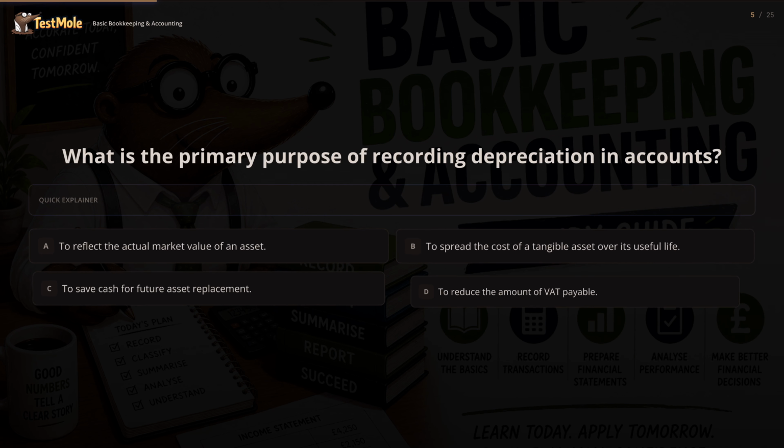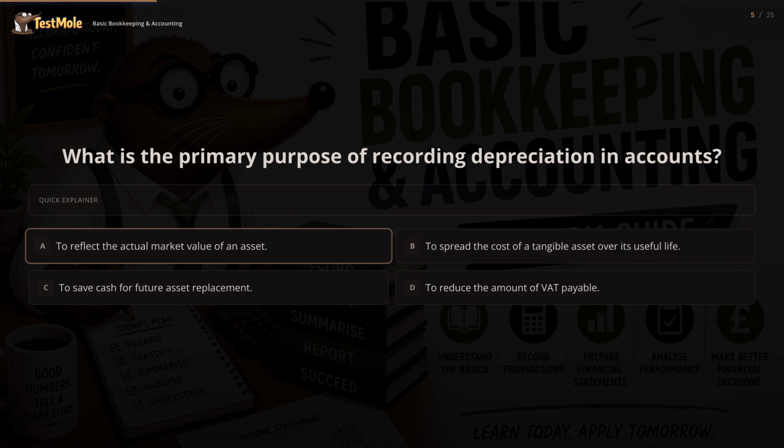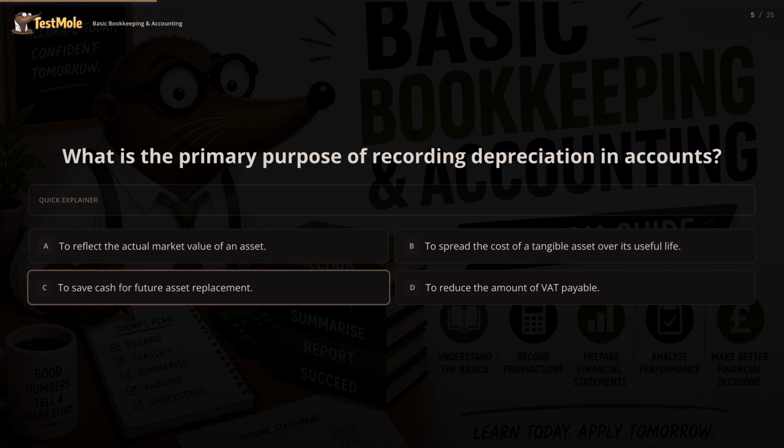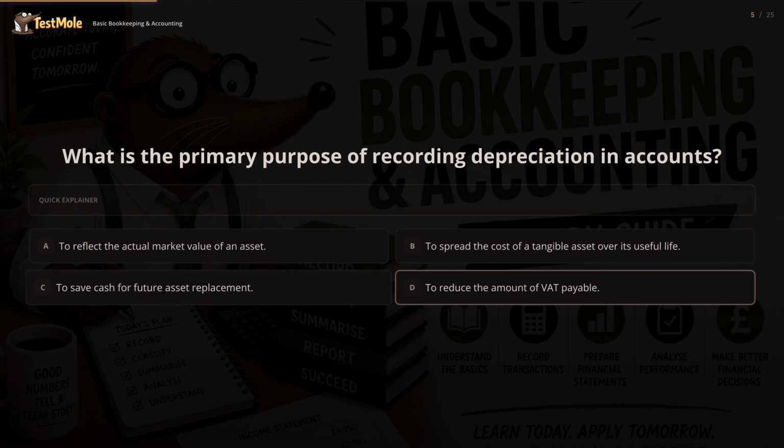Here are the options. A. To reflect the actual market value of an asset. B. To spread the cost of a tangible asset over its useful life. C. To save cash for future asset replacement. D. To reduce the amount of VAT payable.